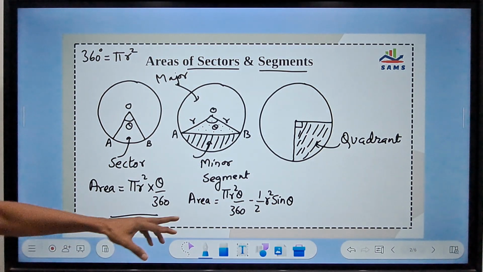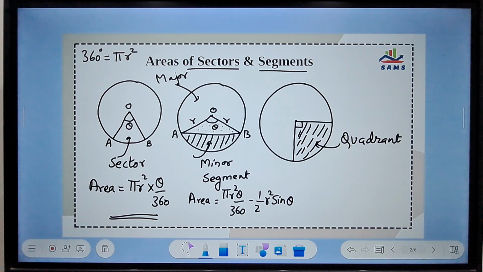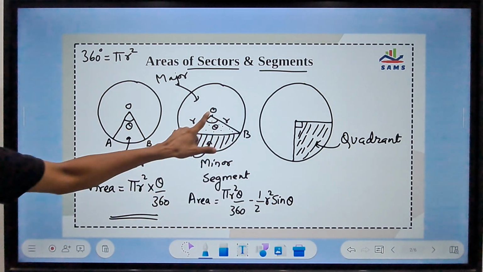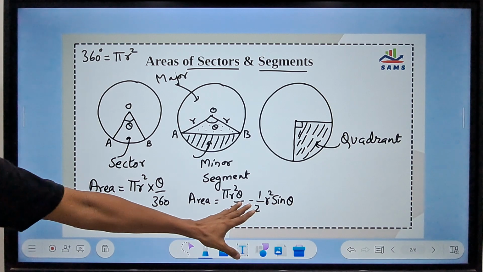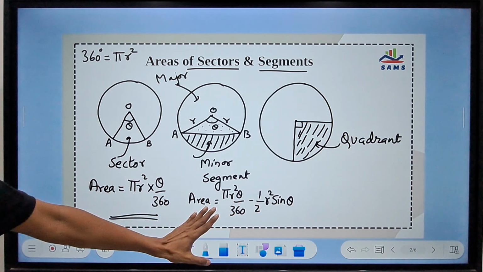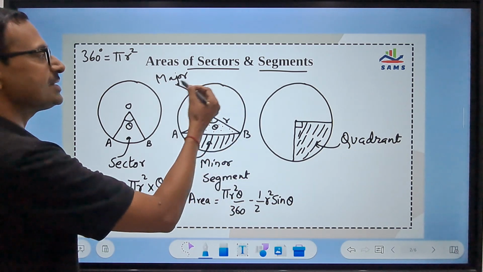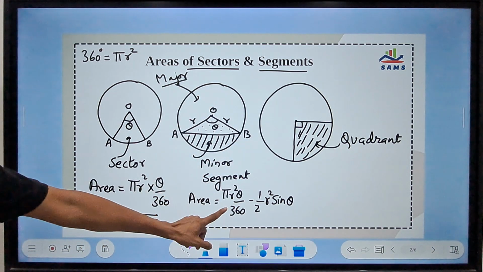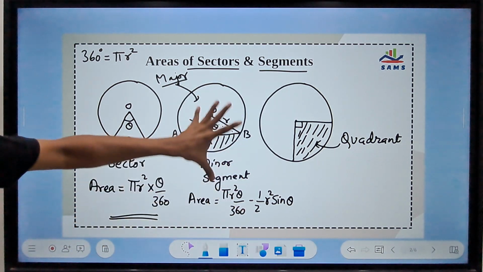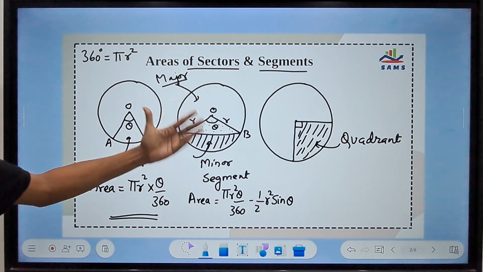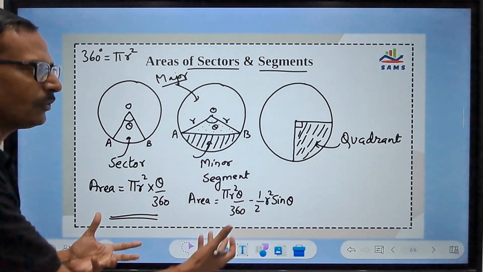So this forms the formula for the area of a minor segment. The area of the sector minus the area of the isosceles triangle. Half r square sine theta is to be subtracted. Now if they ask you to find the area of the major segment, then you can find the area of the minor segment and subtract it from the area of the circle. So I think that doesn't require any writing work here.